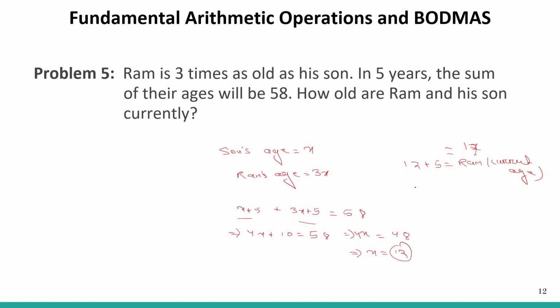And then what is his father's age now? So 3x, that is 3 into 12, which is 36. 36 plus 5 is equal to 41 years, the father's current age. So the question ends here.